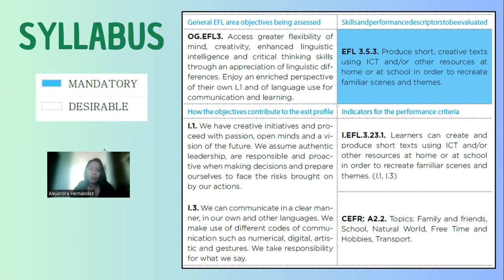One thing that caught my attention when I was analyzing this part is that we have colors in the syllabus. The blue color is about mandatory things that we need to develop with our students, while the white one is about the desirable things we need to develop inside our classrooms. In this aspect, the skill and performance descriptor to be evaluated in this part of the syllabus is the mandatory one.